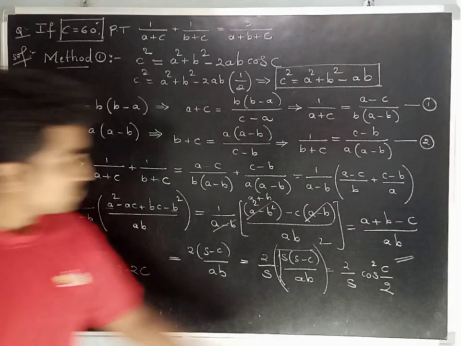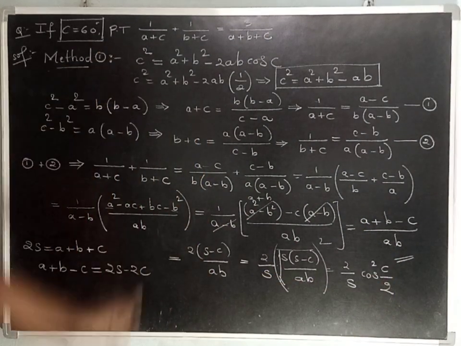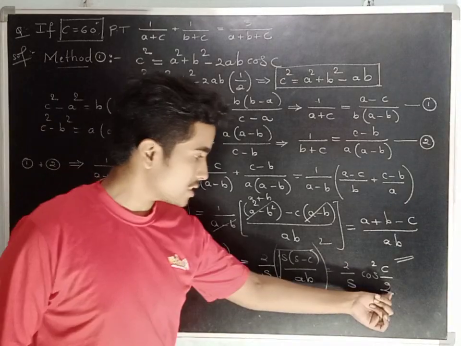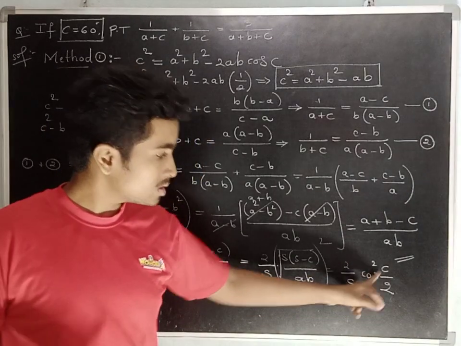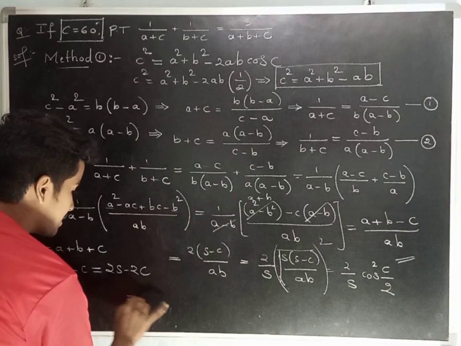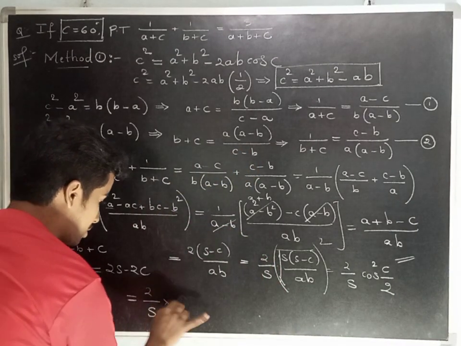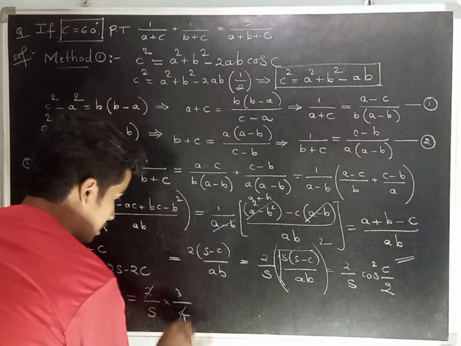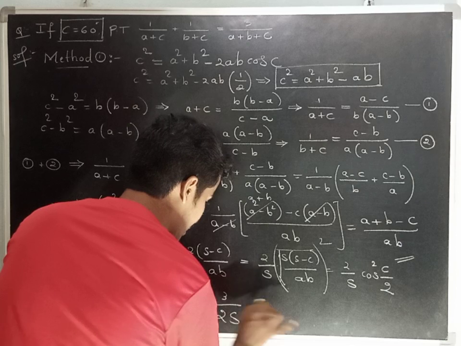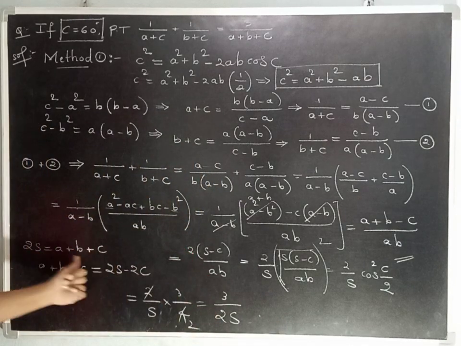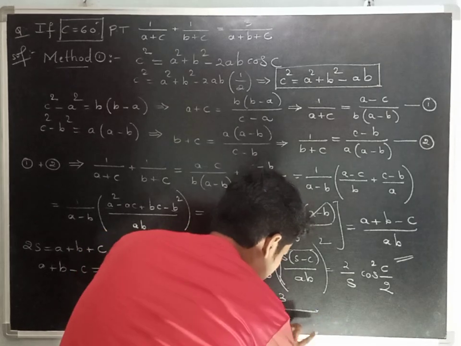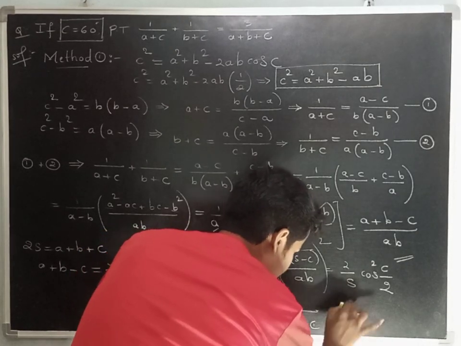Here C is 60 degrees, so C by 2 is 30 degrees. Cos 30 is root 3 by 2, whole square. It's nothing but 3 by 4. This is equal to 2 by s into 3 by 4. Here this and this get cancelled, giving 3 by 2s. 2s is nothing but A plus B plus C. It can be written as 3 by A plus B plus C.